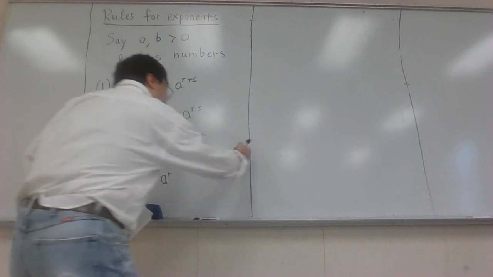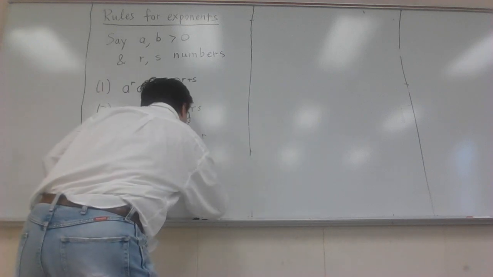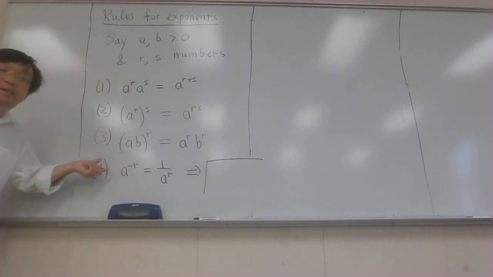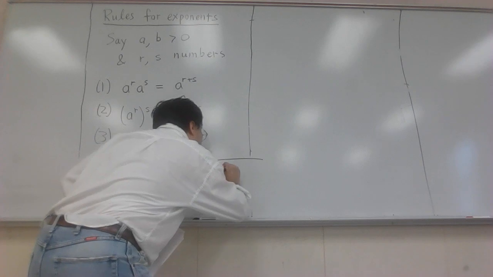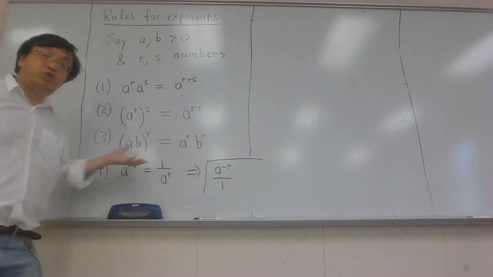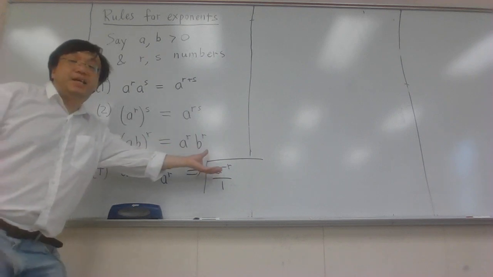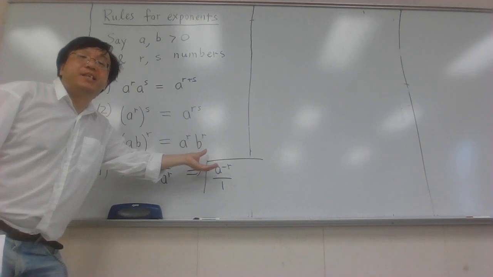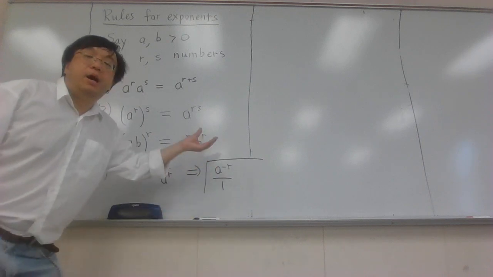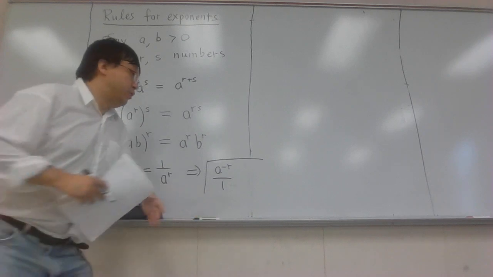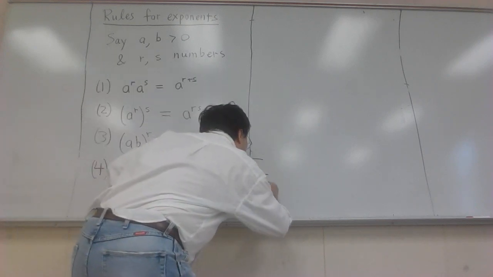Because what does this rule say? This a to the power of minus r is the same as a to the power of minus r divided by 1. So this says that you can move the a to the power of minus r down to the bottom of the fraction, but you have to change the sign of the power. So this is the same as 1 over a to the r.